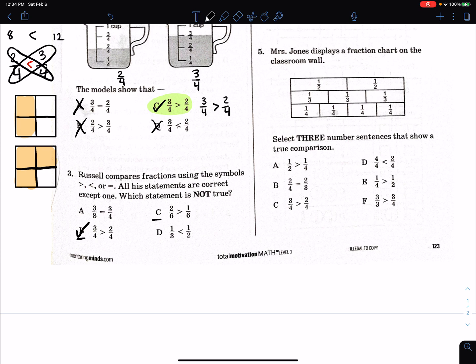Alright, and so let's look at letter C. I see both denominators are 6, awesome. So I can look at my numerators. Well, I know 2 is greater than 1, but if you also needed to see that, you could draw a model.